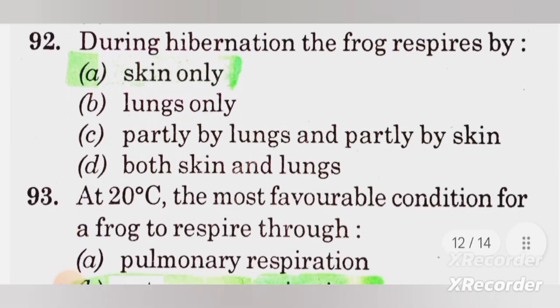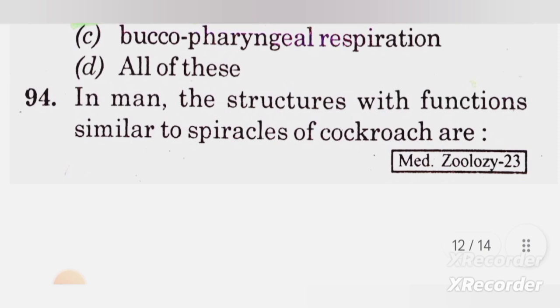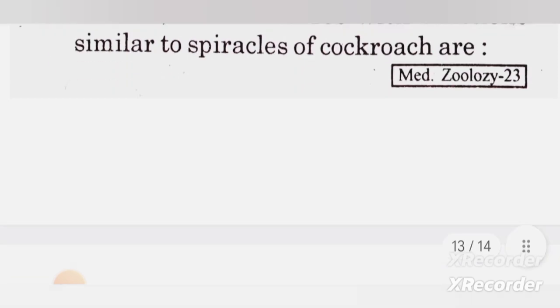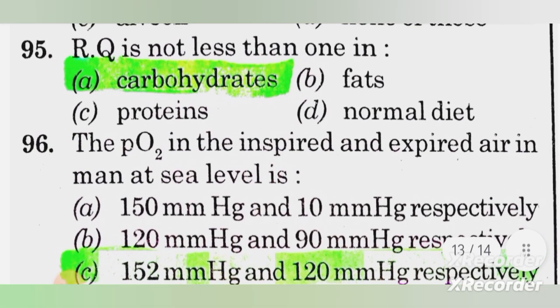Next, 92. During hibernation, the frog respires by, answer A, skin only. 93. At 20 degrees Celsius, the most favorable condition for a frog to respire through, answer B, cutaneous respiration. Next, 94. In man, the structure with functions similar to spiracles of cockroaches are, answer B, nostrils.